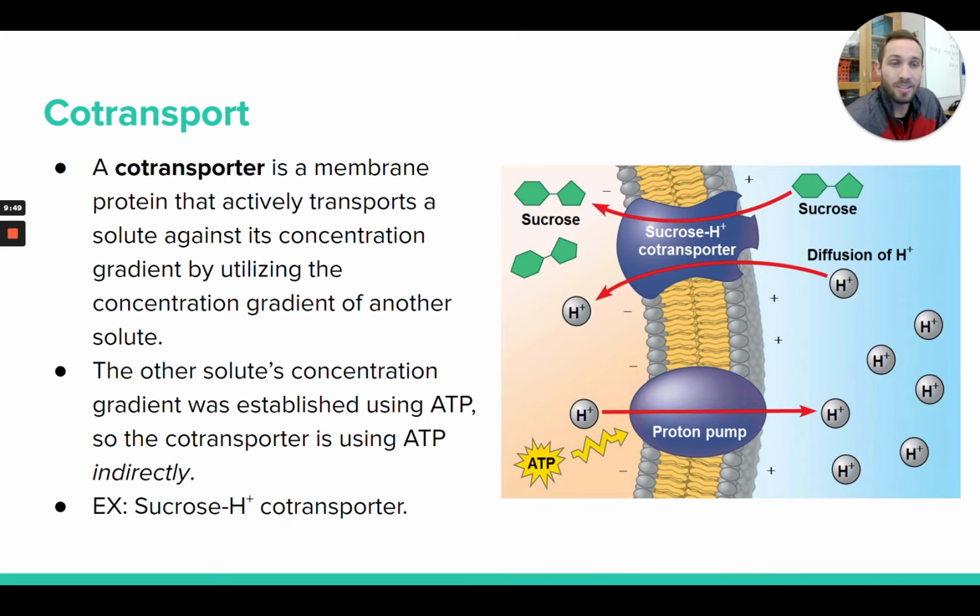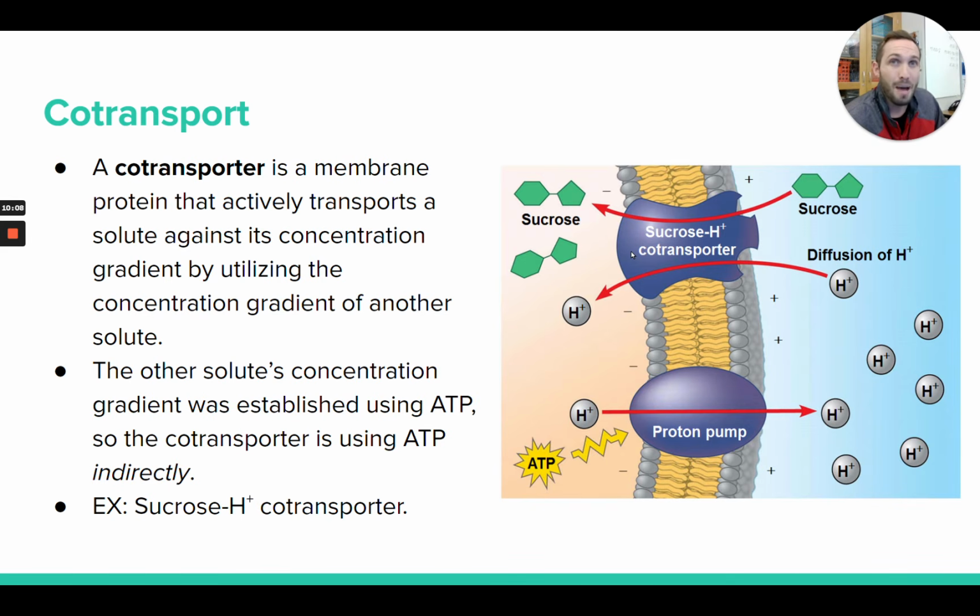Another example of active transport is something called a co-transporter. This is an interesting example as well. A co-transporter is a transport protein that's actually moving two different substances across the cell membrane.